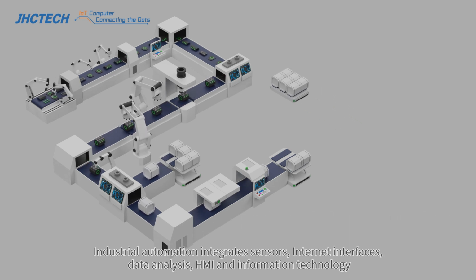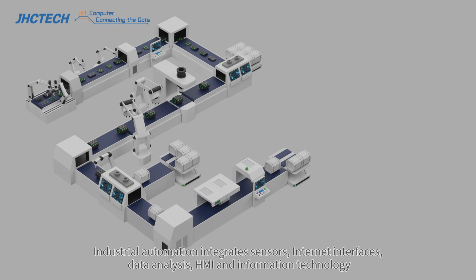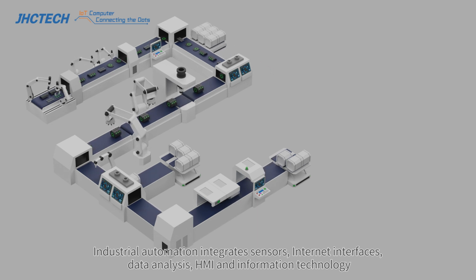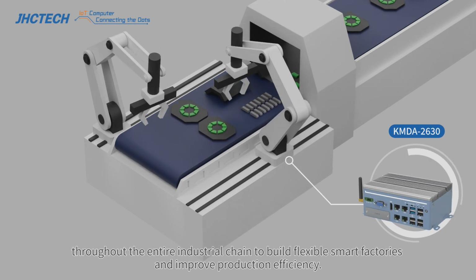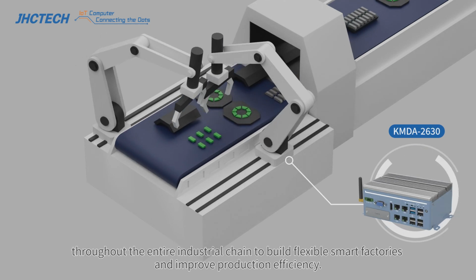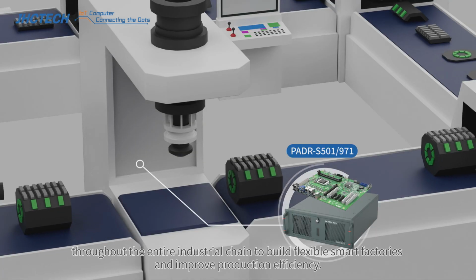Industrial automation integrates sensors, internet interfaces, data analysis, HMI and information technology throughout the entire industrial chain to build flexible smart factories and improve production efficiency.